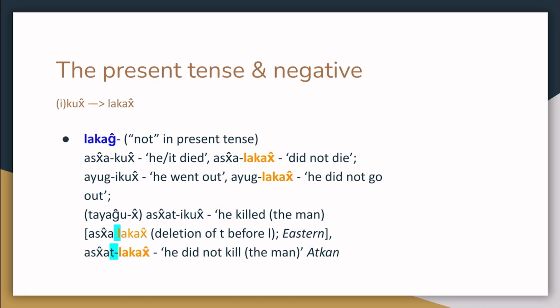So in here we have the example ashaku, he or it died. And then if you want to turn that into a negative, in some dialects, depending on what the end of this is, you would remove a T and change it to a different letter, or just drop it altogether. But in this example, because it ends in a vowel, we could just simply put lakach, did not die. He, she, or it did not die. And then ayugiku could be he or she went out, and then ayugalaka, he did not go.